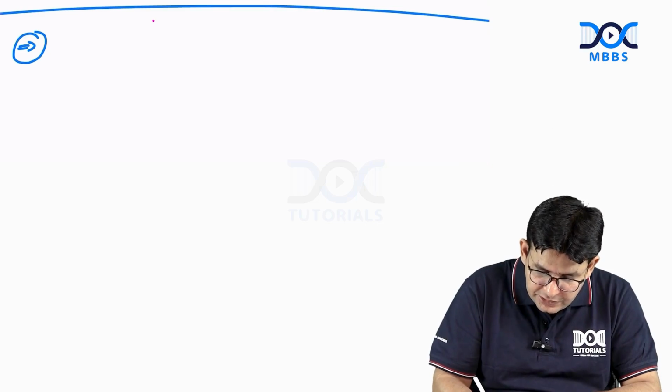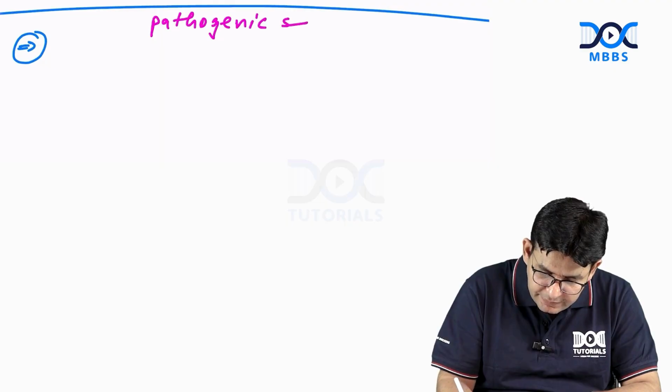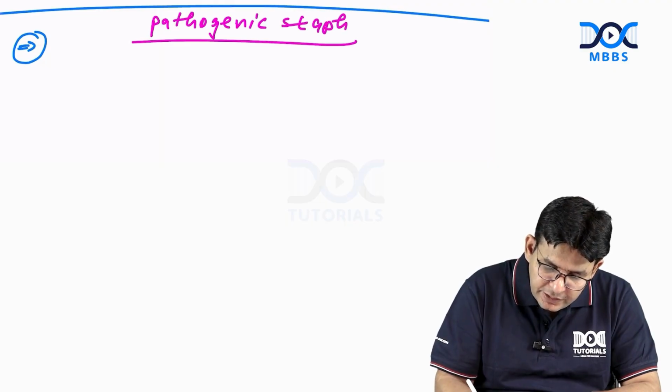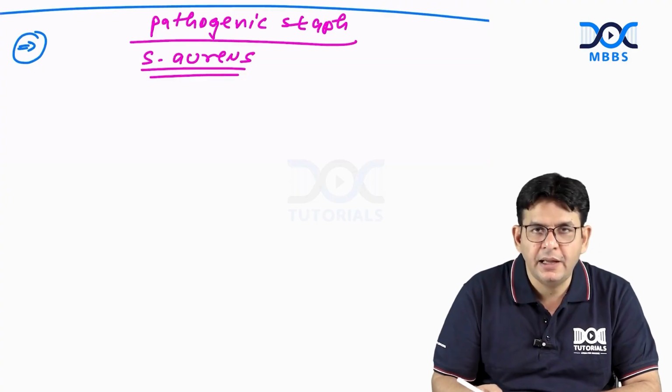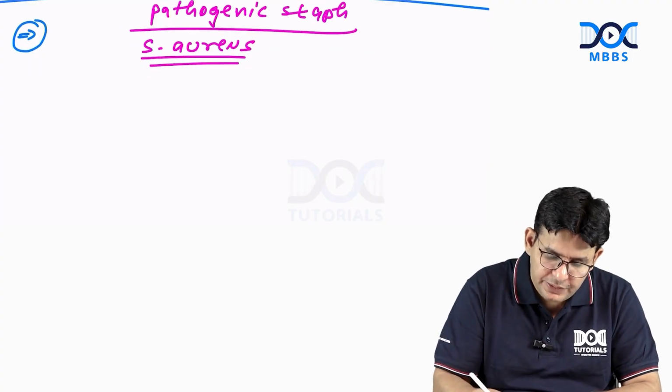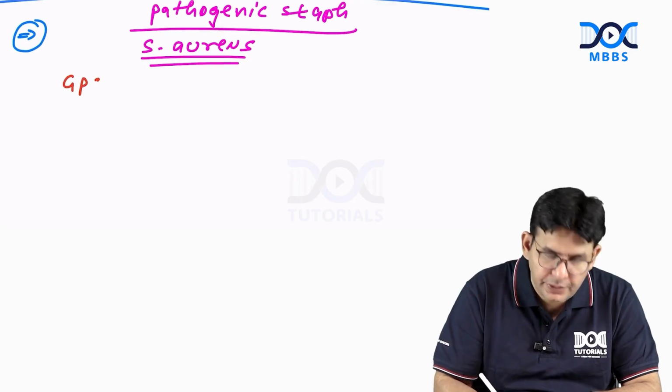The pathogenic one, the pathogenic staph, the big boss. And the big boss is whom? The big boss is Staph aureus, Staphylococcus aureus. And the Staphylococcus aureus, as we know, is a gram-positive cocci.